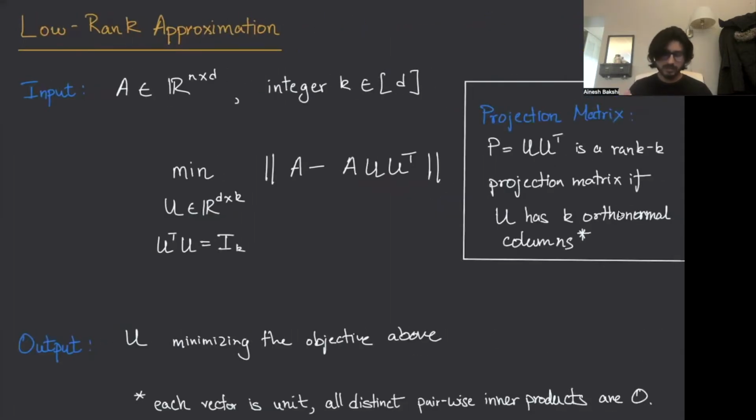To recap, we can write the problem a bit more concisely as follows. We can define a projection matrix, which is UU transpose, where the inner dimension of U is k, and U has k orthonormal columns. So this defines a projection matrix. And then we can write the objective function more concisely as stated here. So we set U transpose U to be the k-dimensional identity, and we want to minimize the difference between A and A times UU transpose.